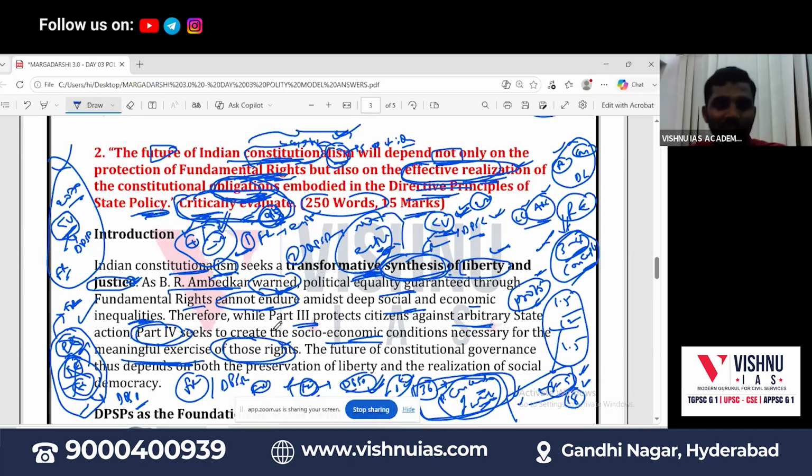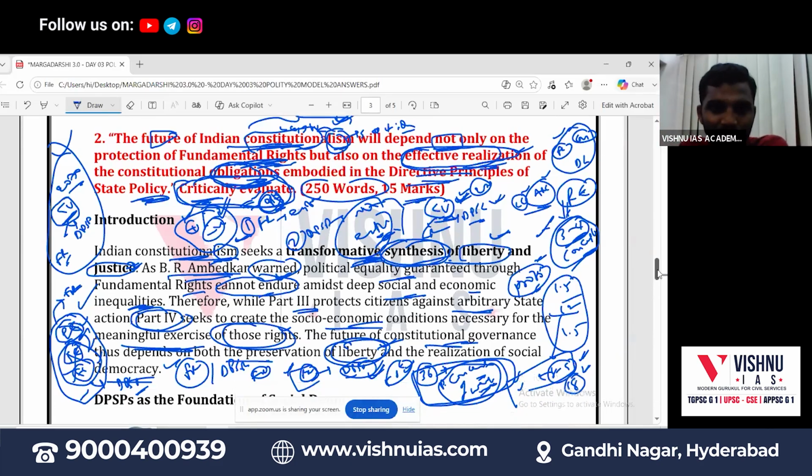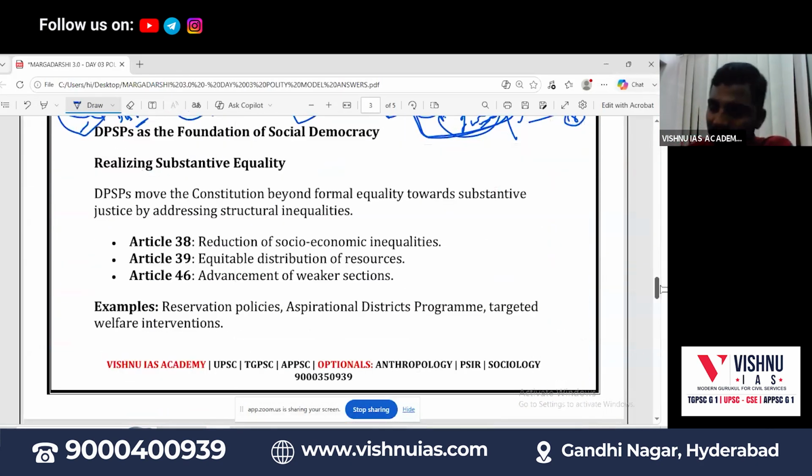That is the idea. So within the introduction, I said what is Indian constitutionalism. I said the idea of B.R. Ambedkar, the importance of political equality, social equality, and economic equality, and at the same time, I am saying the future of constitutional governance depends both on the preservation of liberty on one side and realization of social democracy on the other side. So it's like a mini answer you have to write, because it is a 15 marker question. I don't expect you to write all these 7 lines. Only among them you should write at least 3 to 4 lines of introduction. So that's the idea. Let us go into the body.